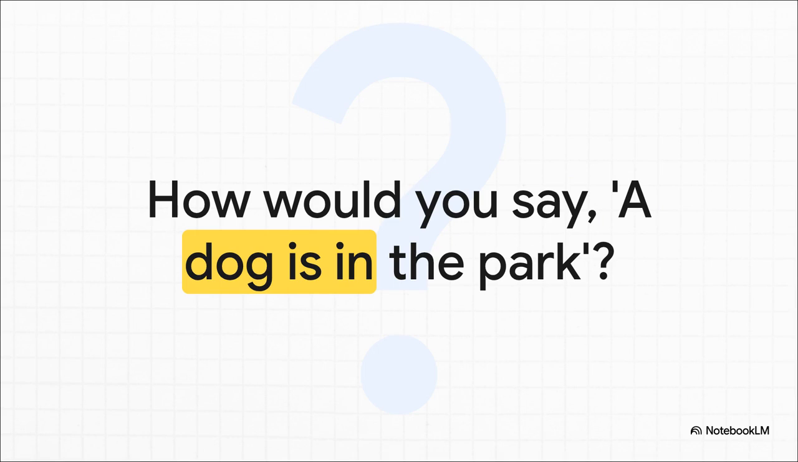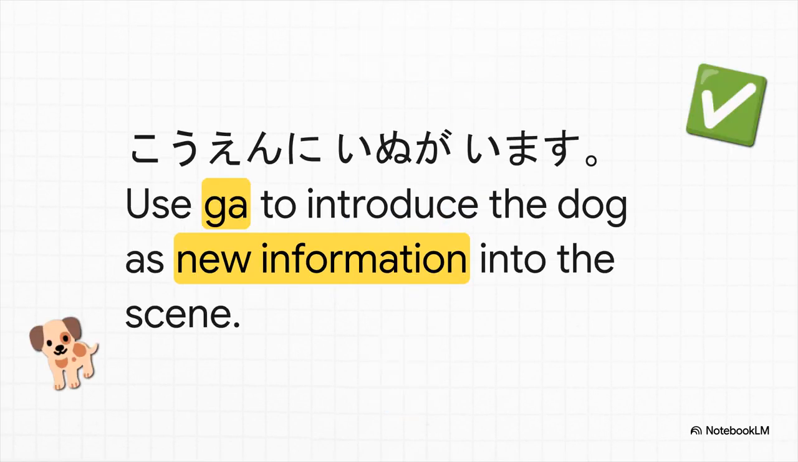Let's try one more. You want to say, a dog is in the park. Now, the key here is that you're introducing the existence of this dog. So which particle do you use to emphasize the subject that exists? You got it. Koen ni inu ga imasu. Since we are introducing the dog as new information, we use ga to mark it as the subject. You're not talking about dogs in general. You're pointing out that, hey, a specific dog is right there.